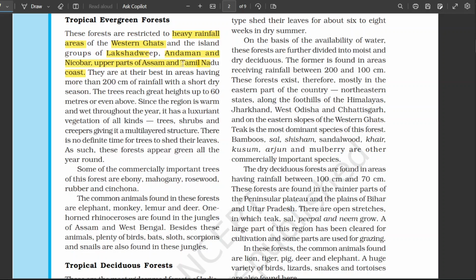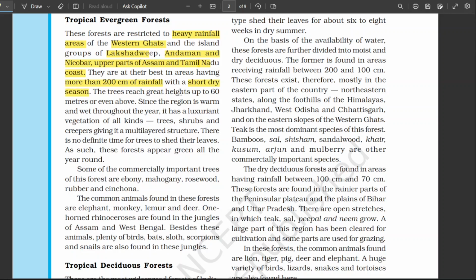तमिलनाडु कोस्ट, क्योंकि यहाँ पे नॉर्थ ईस्ट ट्रेड जो है वो अरेबियन सी से मॉइस्चर पिक करती है और there is heavy rainfall. Plus there is cyclonic impact also, influence also. They're at their best in areas having more than 200 centimeter rainfall. So that can be taken as criteria where the best characteristic of tropical evergreen forest you can find with a short dry season. So dry season should be short.